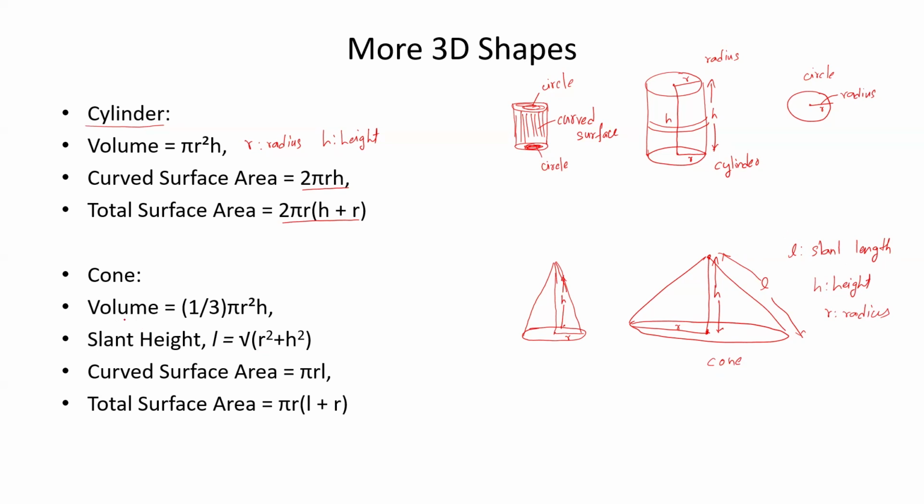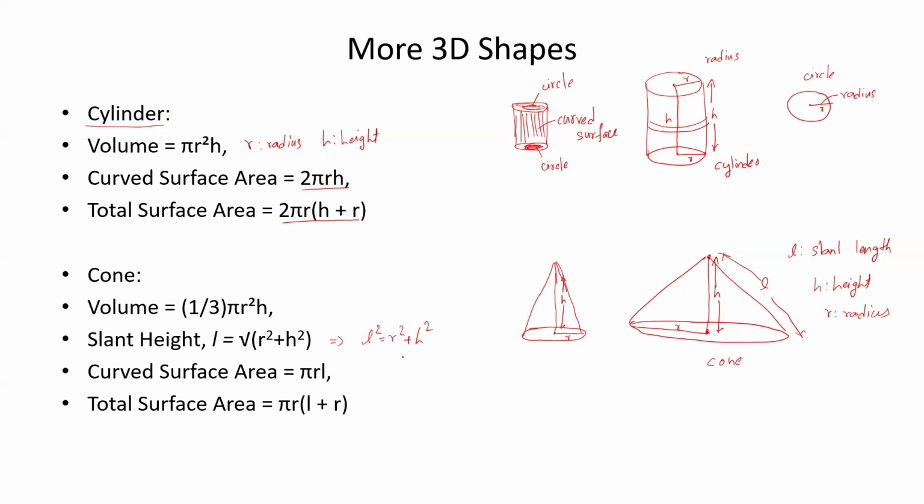Now, volume of a cone is given by 1 upon 3 pi r square h. So here you don't need to use this L thing. So volume is given by 1 upon 3 pi r square h. Now, if r and h are given, you can calculate L, or in other words, this formula will give you L square is equal to R square plus H square.